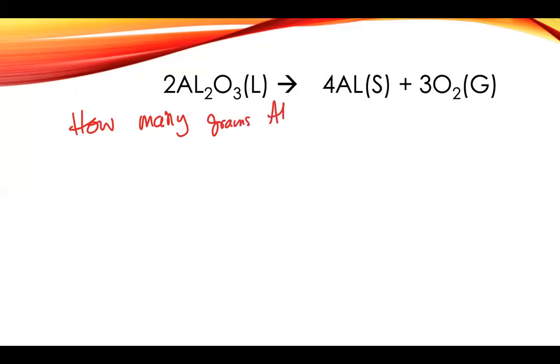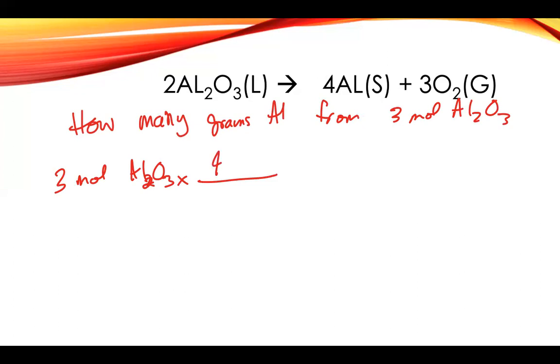Grams of Al. I should have realized from 3 moles Al2O3. So I've got 3 moles Al2O3. That's a 2. Multiplied times the mole ratio, which is 4 moles of Al to 2 moles Al2O3. Sorry about the handwriting. Let me write it clearer. This is why you now have to include the identification of the substance, because you're changing between products and reactants.